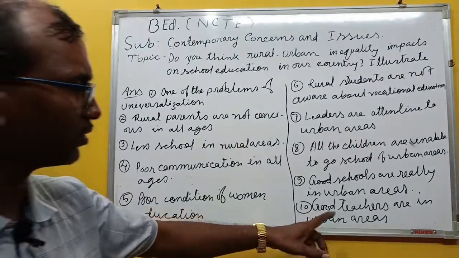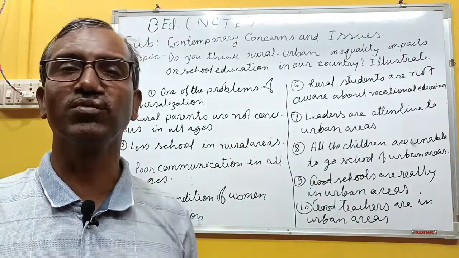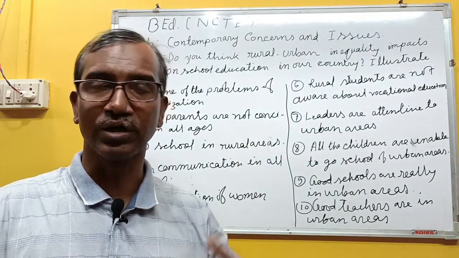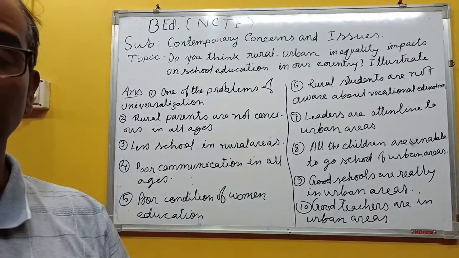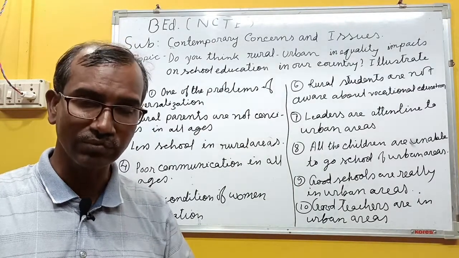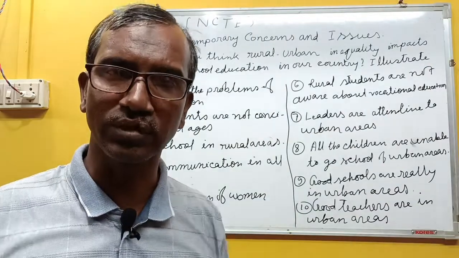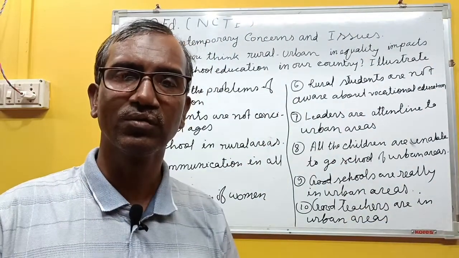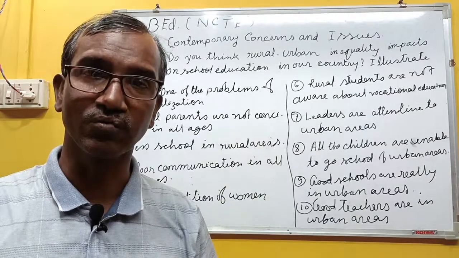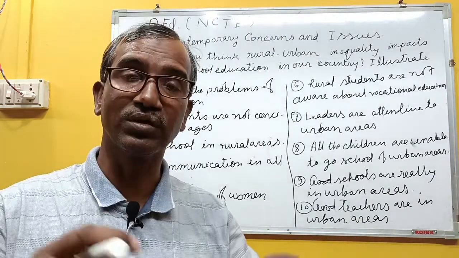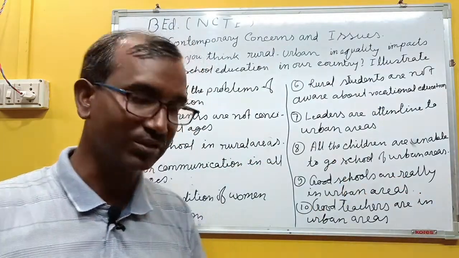Next, number ten, good teachers are in urban areas. As good schools are always in urban areas, in the same way, really good teachers have good academic careers also. So they get opportunities to take jobs in good schools, and good schools are always in urban areas. So ultimately, good schools are in urban areas, good teachers are also in urban areas, facilities and accommodations are also in urban areas, leaders give attention to urban areas, but the urban population is hardly 30% of our country. Most of the people live in villages, and those villages are neglected.